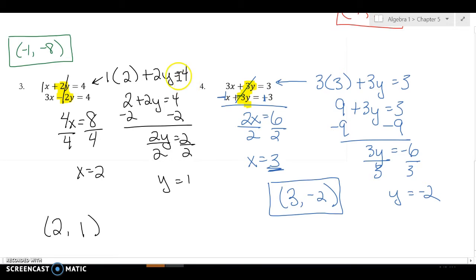All right. So there are some harder ones that we're going to do in just a second. I just want to make sure you have all those copied down.